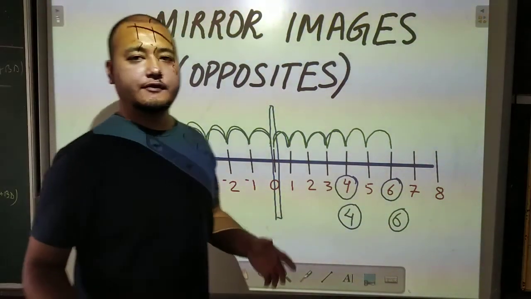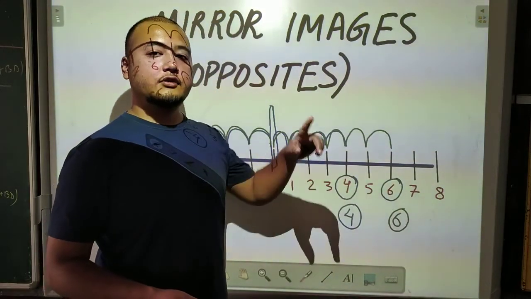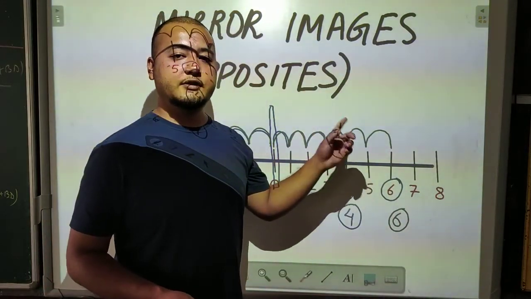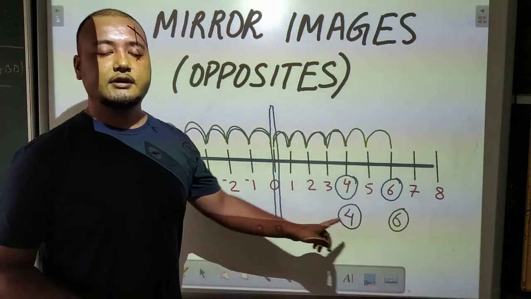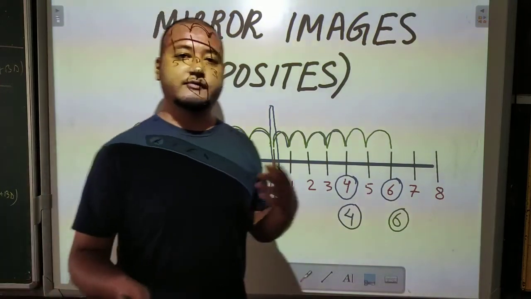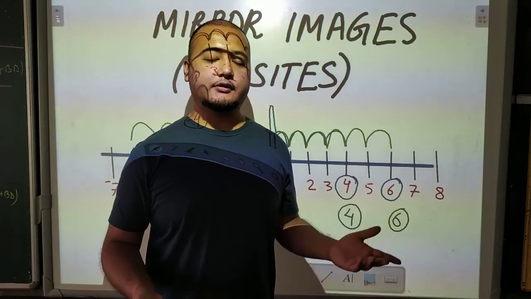So the mirror image of a number is nothing but the number which is on the opposite side of 0 at the same distance. So the mirror image of 6 is minus 6. So only the sign changes. The mirror image of minus 9 is 9. The mirror image of minus 100 is 100. So like that.